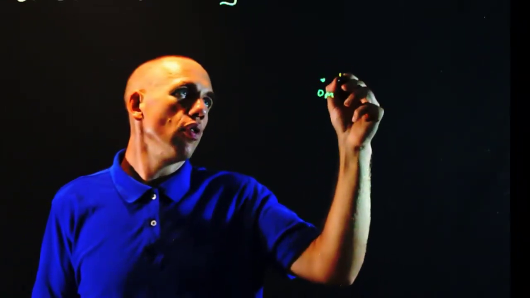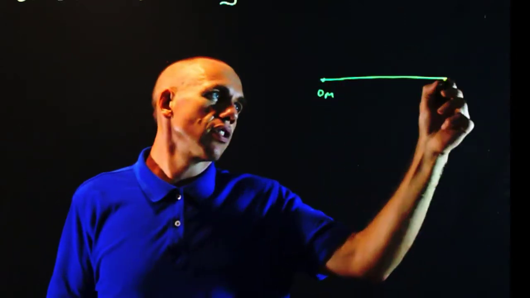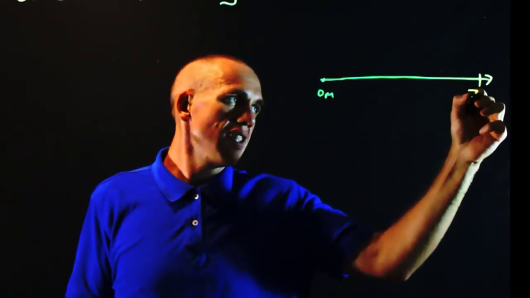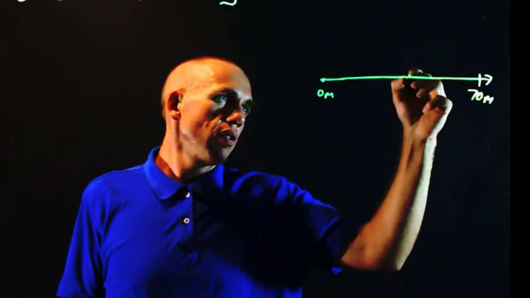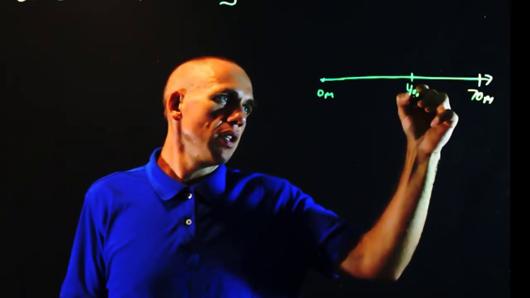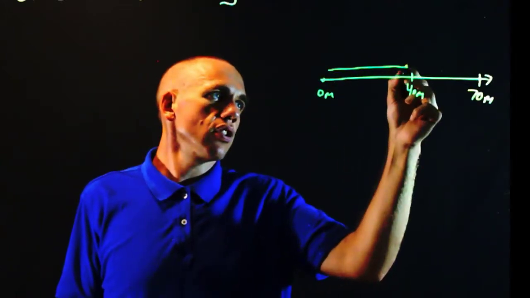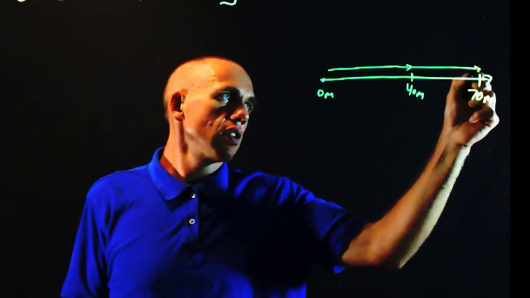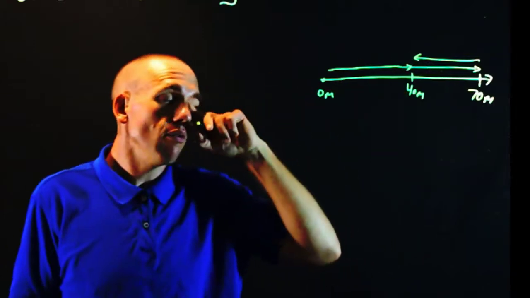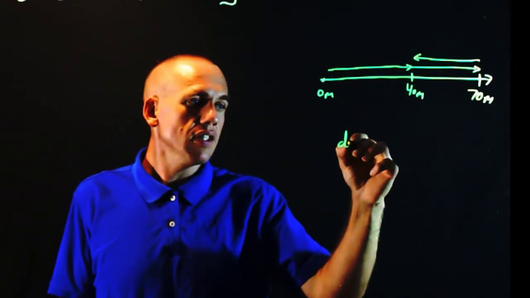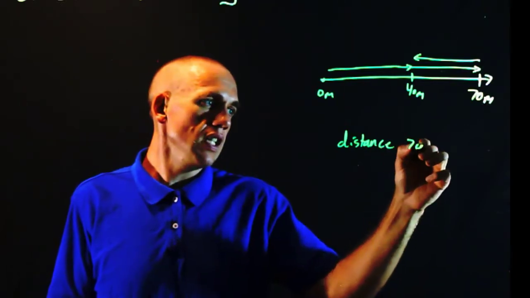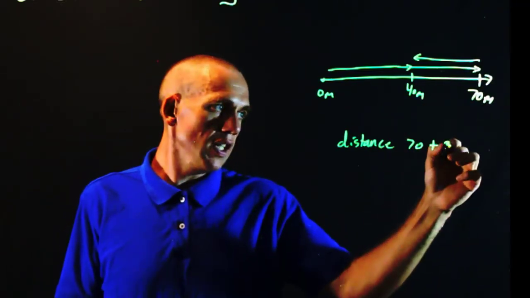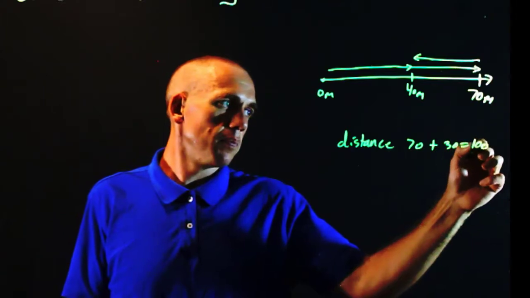If I have my reference point, we'll call this 0 meters, and we're only going to be moving in the positive x direction. Say something moves 70 meters, and then it travels back another 30 meters, so it ends up at 40 meters. So we had this direction, this direction, this direction. Well, how far did we go? Well, our distance is equal to 70 plus 30, which equals 100 meters.